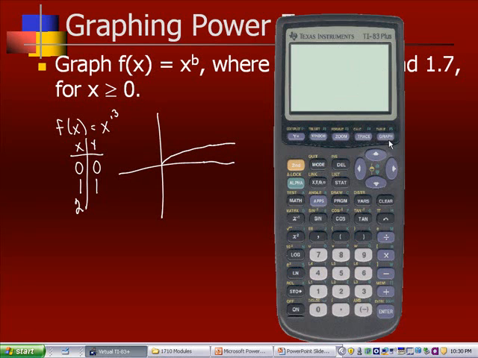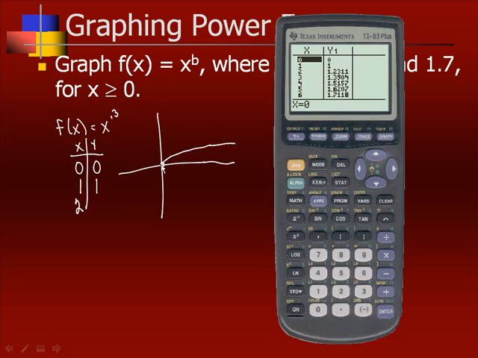Now if we wanted to pull out those table values, we could go to second table. We can scroll up and down. If x is 0, y is 0. If x is 1, y is 1. That was this point and this point. And then it just sort of goes out from there.